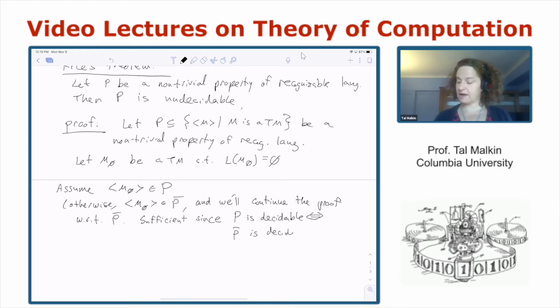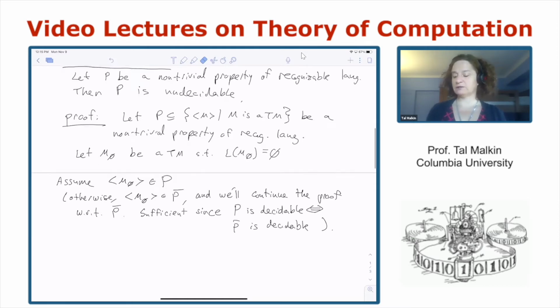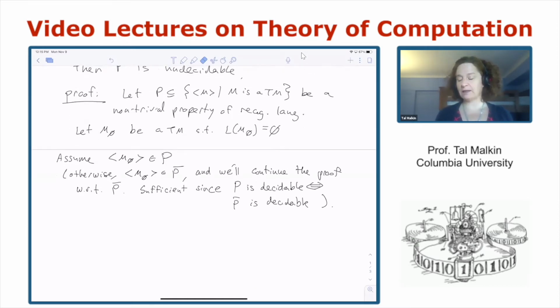Right, we know that decidable languages are closed under complement. For example, we proved that a language is decidable if and only if both P and the complement of P are recognizable. So this would imply that P is decidable if and only if the complement of P is decidable. Okay, so therefore we can assume without loss of generality that this particular machine is in P, satisfies the property, and therefore any machine that recognizes the empty language is in P.